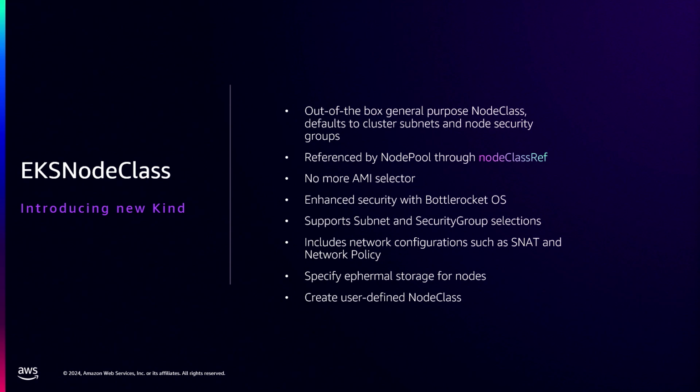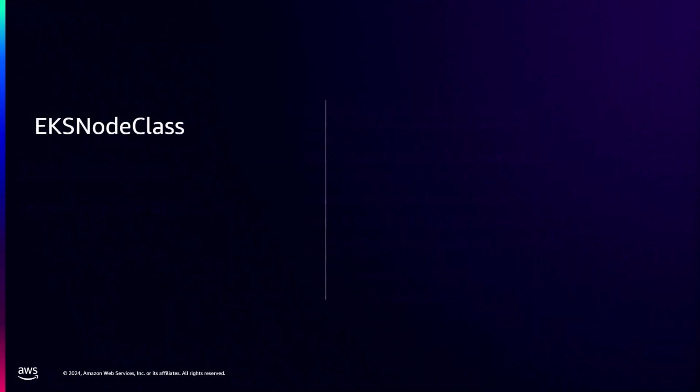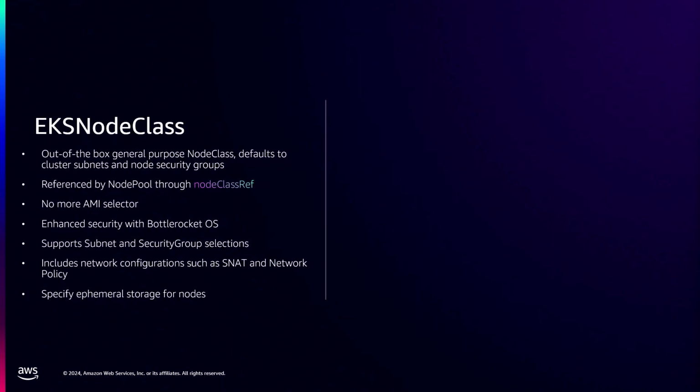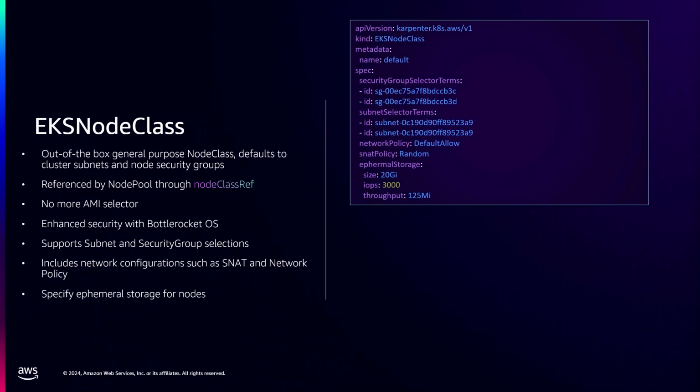This is referenced by both the general purpose node pool as well as the system node pool through the node class reference. One important distinction here is that EKS node class becomes very simple. There are no AMI selectors, because we are going to be managing the life cycle of these EC2 instances for you completely, and we are going to be owning those. You are no longer required to specify any of the AMIs. Enhanced security, again, with Bottlerocket OS support.